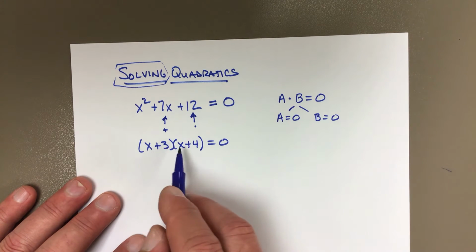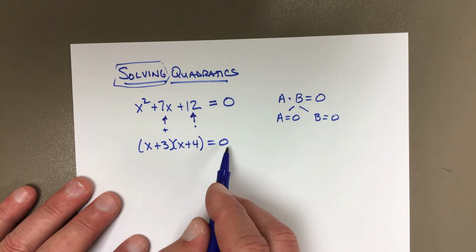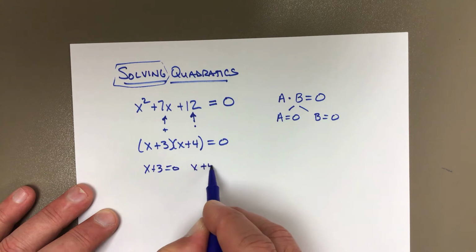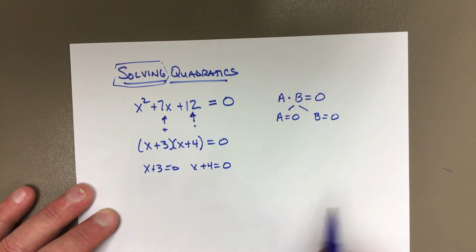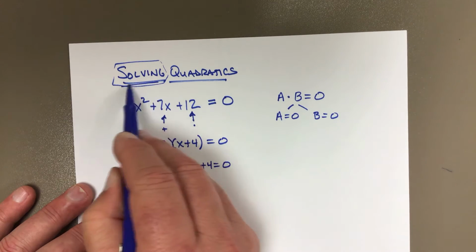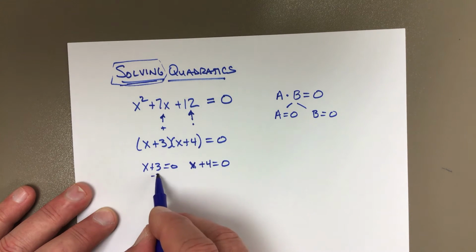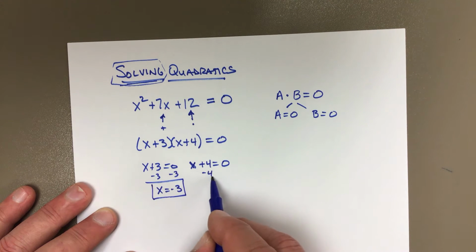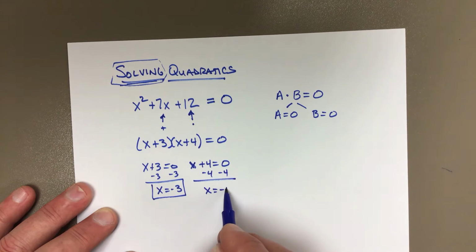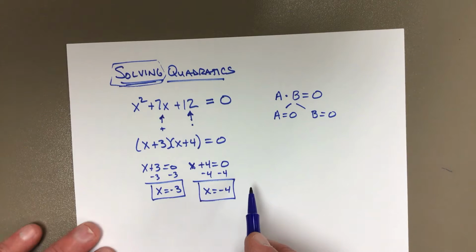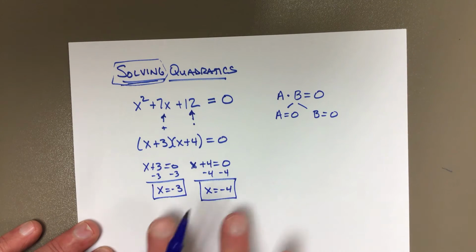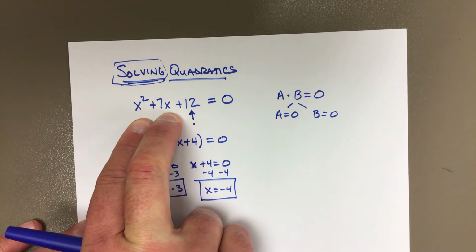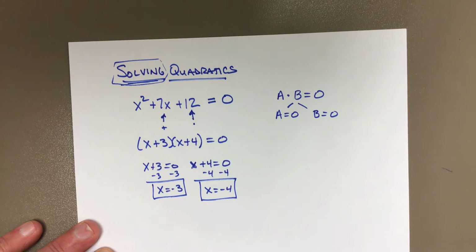So when we have our two factors that are equal to 0, that means one factor has to be 0. So we're just going to simply set these two things equal to 0, and then we're going to solve for x, which means that we would subtract 3 and we would get x is negative 3. We would subtract 4 and we would get x is negative 4. So our solutions are negative 3 and negative 4. Those two numbers, when substituted in for x one at a time, would make this 0. That's what we're looking for.